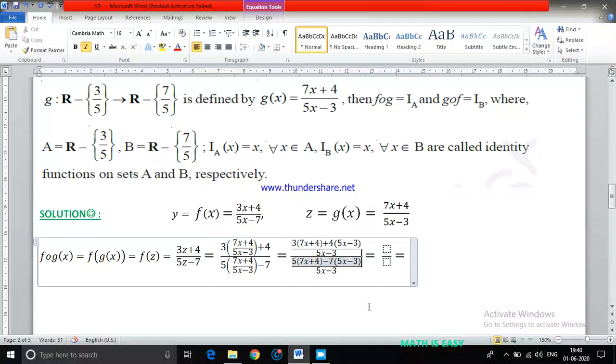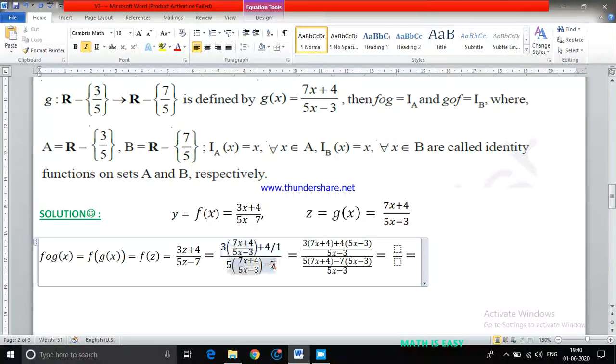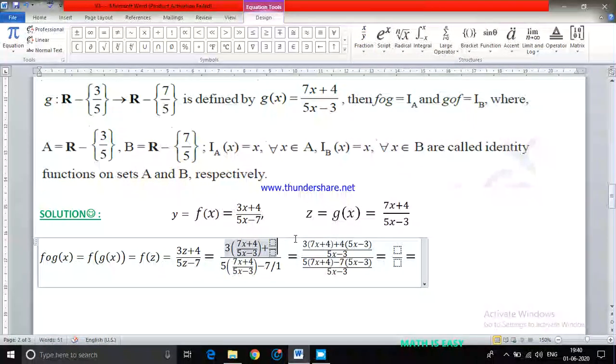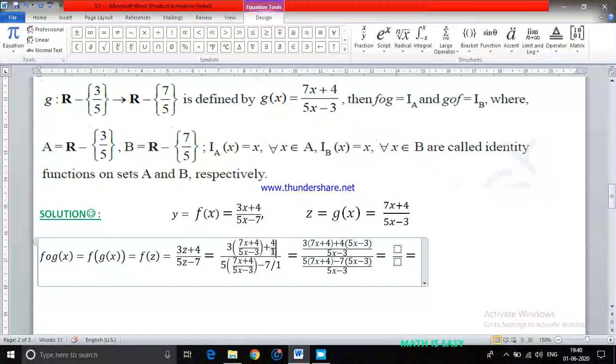Hope this LCM is clear, because here you have to write 4 as 4 upon 1 and 7 as 7 upon 1. Instead of just 4, I'll write this as 4 upon 1, and here also 7 upon 1. Now what happens after writing this whole term? Here the denominator is 5x minus 3, and here also the denominator is 5x minus 3. So both the denominators get cancelled.